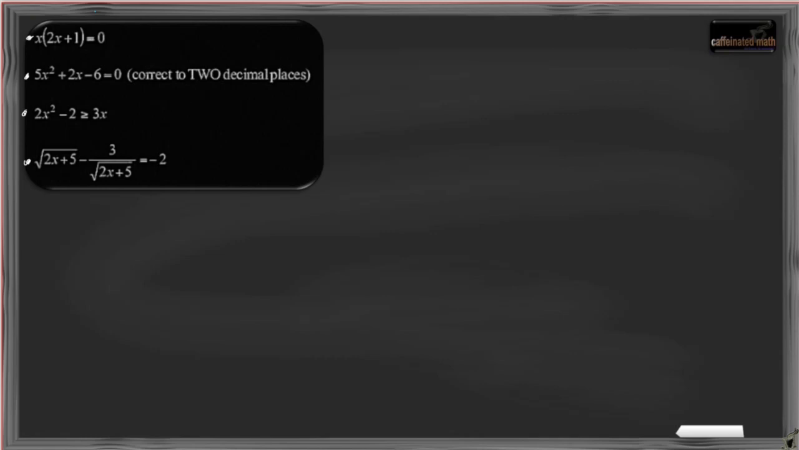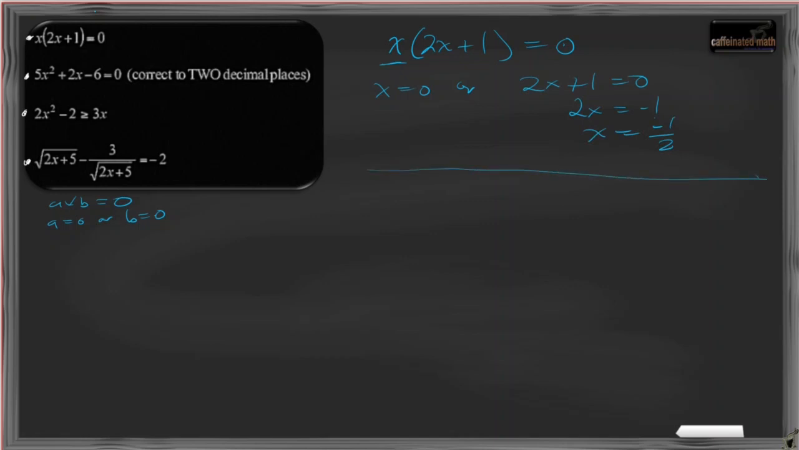Let's begin. So firstly we have x multiplied by 2x plus 1 all equal to 0. So our good old friend zero product rule comes into play. Therefore a is equal to 0 or b is equal to 0. So that's our a, which means x is equal to 0, or 2x plus 1 is equal to 0, means 2x is equal to negative 1 and x is equal to negative 1 over 2 because we divide both sides by 2. Should have enough space for the second one.